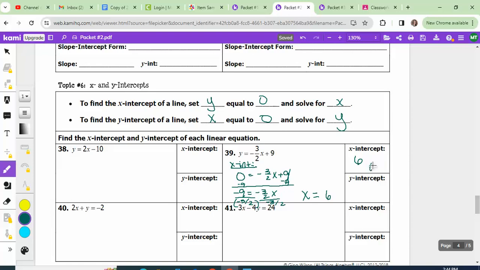If I asked for the ordered pair, the x was 6, the y was 0, because we started out putting in 0 for y. If I ask you for the y-intercept, that means x is 0. y equals 9. And so that's the point when x was 0 and y is 9. All right.